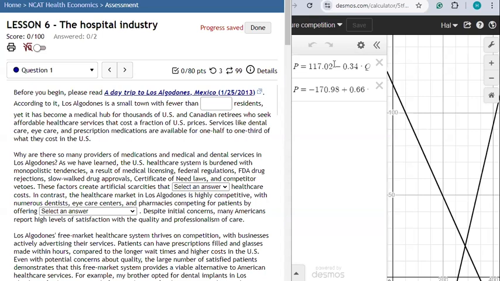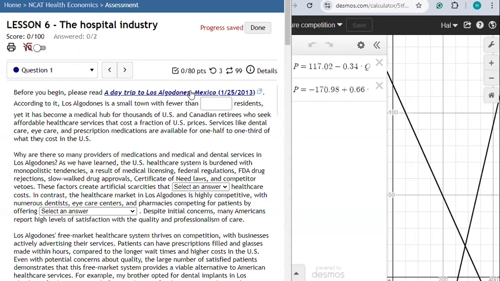In lesson 6, we're going to examine the hospital industry. And before we get into the problem, I want to walk you through these questions. So what you want to do is click on this link right here, read the article, and try to answer these questions.